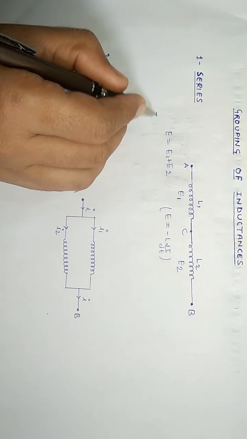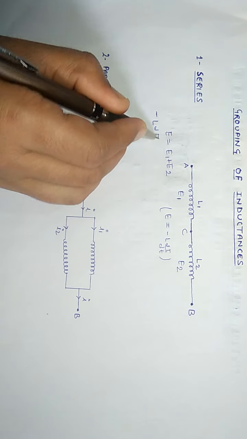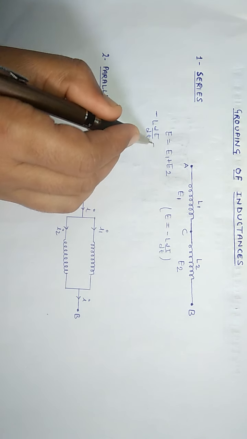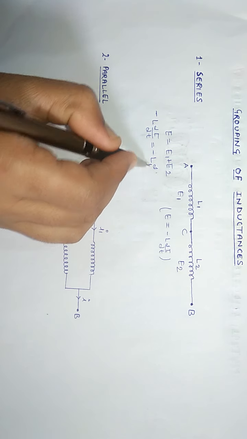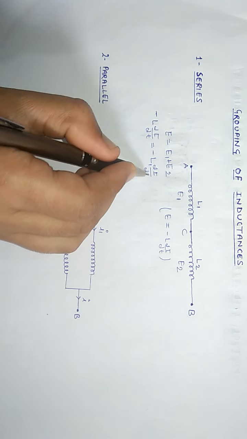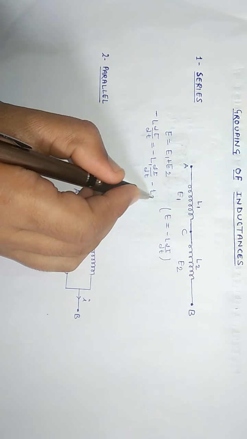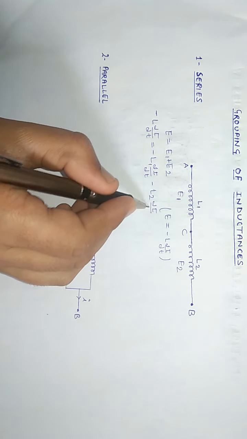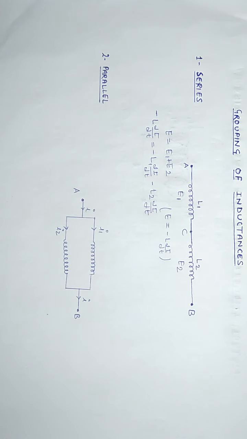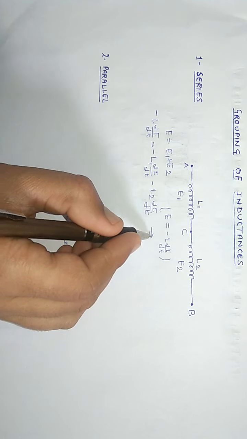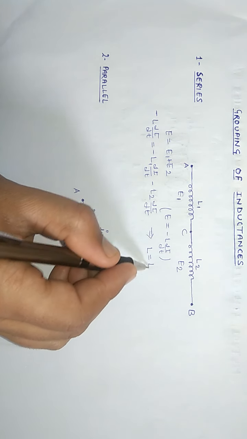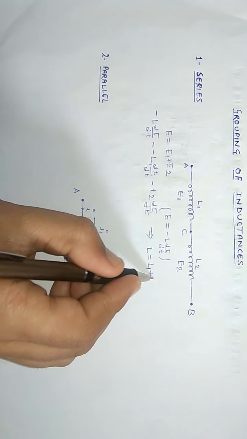So this will equal to L di upon dt is equal to minus L1 di upon dt minus L2 di upon dt. Because the current remains same in series combination, from here we will get L is equal to L1 plus L2.